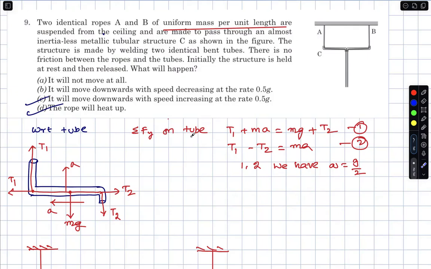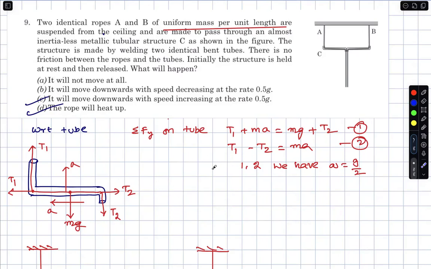Can I take sigma y on the tube? Take the tube only. Now you have one tension T1 up and one tension T2 down, weight acting down, and all this results in A acceleration upwards. So therefore, I have written T1 plus MA is equal to mg plus T2. Got the point? This is for the tube I am writing.